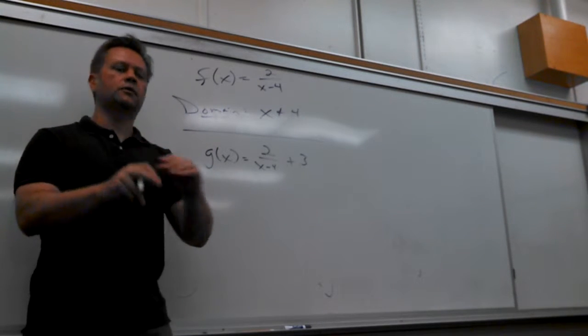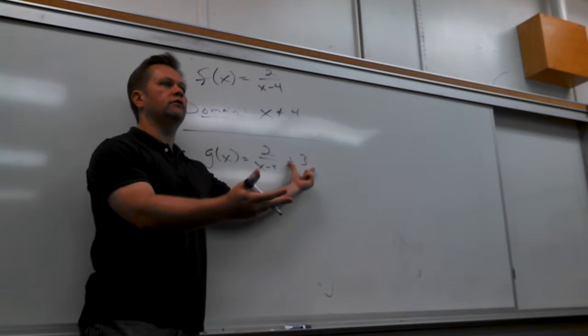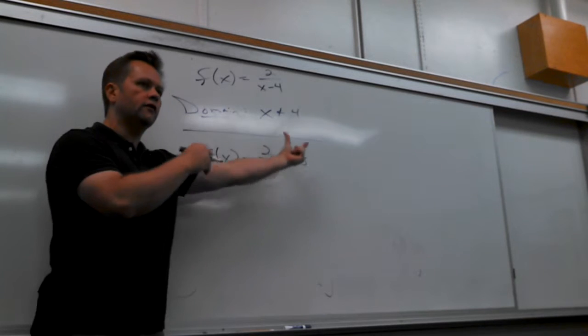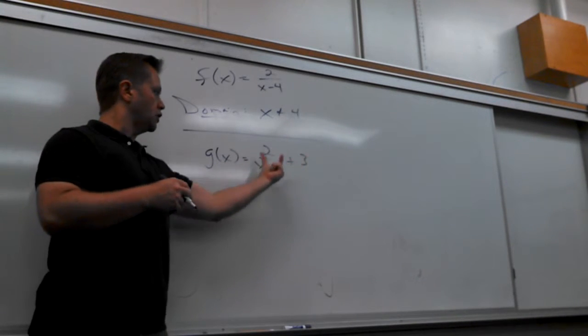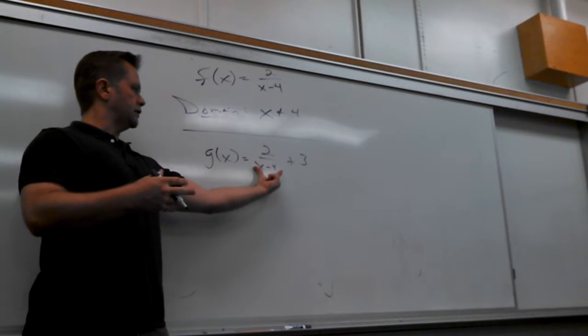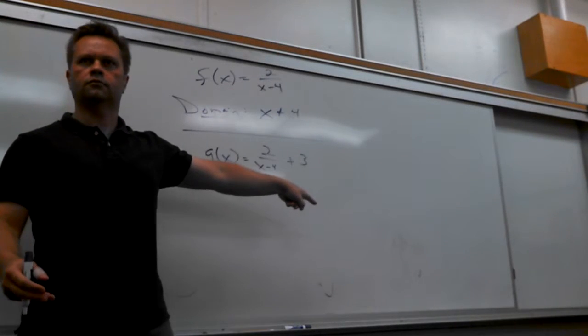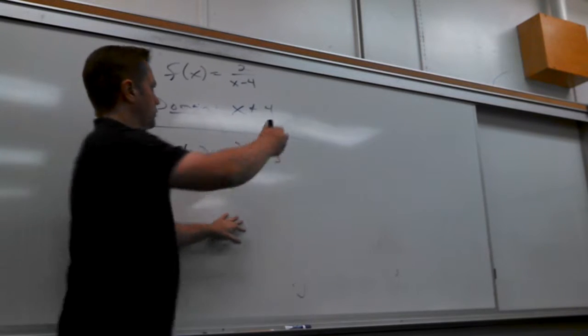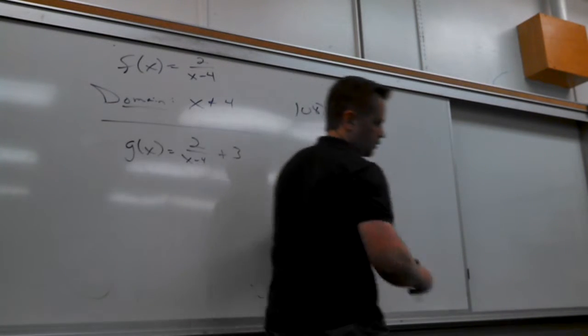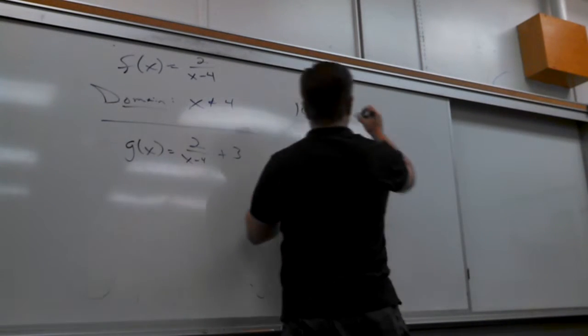No. I love it, because there's nothing wrong with adding 3 to whatever I want to. The only part of this function that has any problems is this guy. He's got a bottom. The bottom can't be 0. It's the same answer. So what's it got to do with it? Well, number 108 looks like this. It says to find the domain of this.